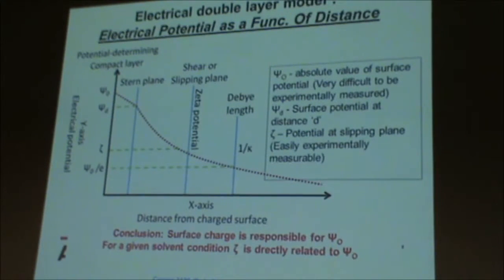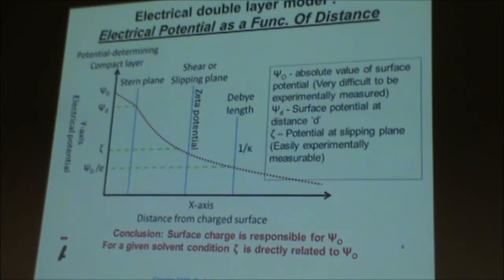Now this is the graph which shows the variation of potential as a function of distance. Let's say this is the surface of the particle and you're moving away from the particle. Here you have the intensity of the electric field. At the surface you have the highest surface charge, so you have psi naught, which is the surface potential itself. The electric field potential will be highest at the surface, but as you move away from the surface, the potential keeps decreasing.